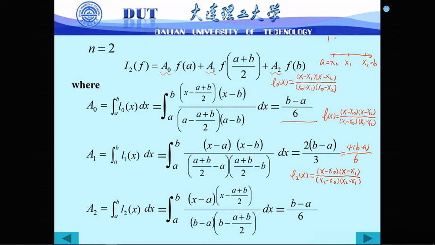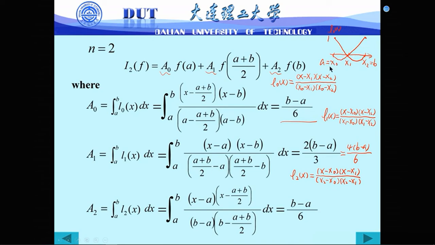Here is 1, the function value is 1. And for L0x, it has 2 zero points at x1 and x2, so it's a figure like this, the parabolic curve like this. Remember, this is L0x. And what is L2x? L2x has two zero points, x0 and x1, and at x2 its function value is 1, so its figure should be like this. Now you see, because x1 is the midpoint, this figure is symmetric to this figure.